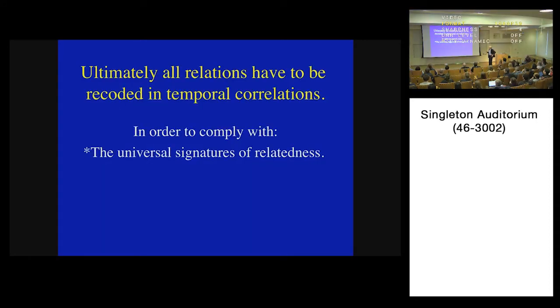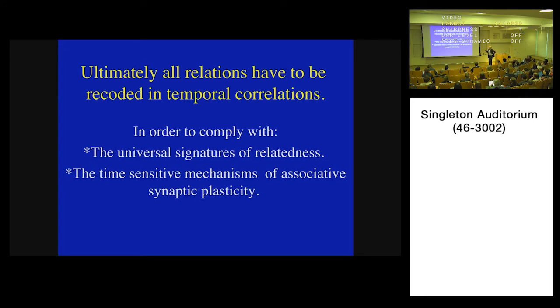So, in both solutions, relations have ultimately to be recoded into temporal correlations. One reason is that the world just works like that. Events that are simultaneous tend to be related. If A consistently precedes B, A very often is the cause of B. So it makes sense to extract temporal correlations from the environment in order to detect relations.